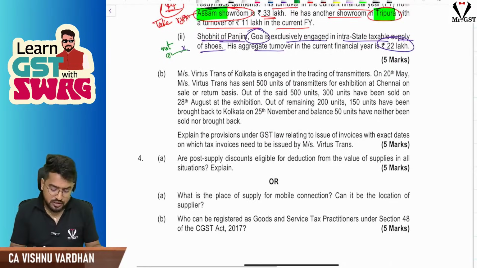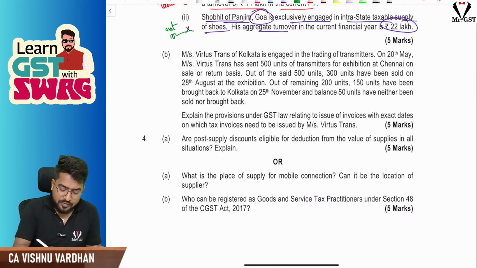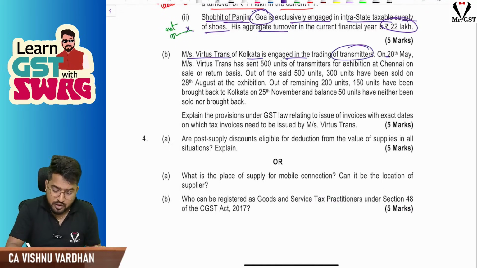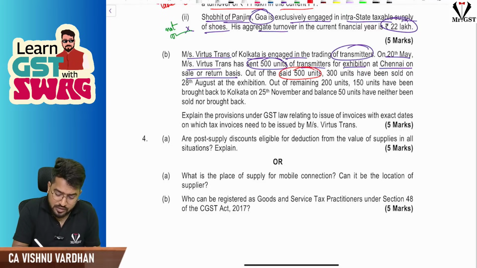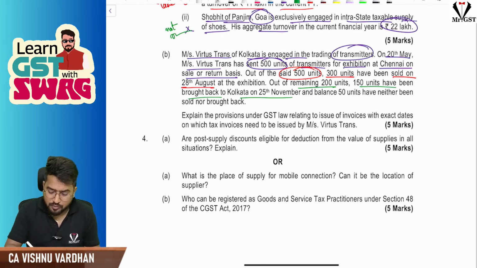Next, another question in the same paper, for 5 marks. Sir, Messrs. Purchase Trans of Kolkata is engaged in trading of transmitters. On 20th May, Purchase Trans has sent 500 units of transmitters for exhibition at Chennai on sale or return basis. Out of that 500 units, 300 units were sold on 28th August. Of the remaining 200, 150 units have been brought back to Kolkata on 25th November. The balance 50 units were neither sold nor brought back.